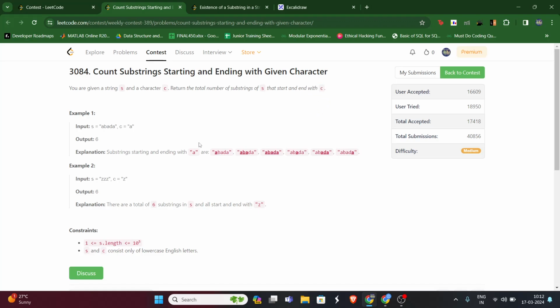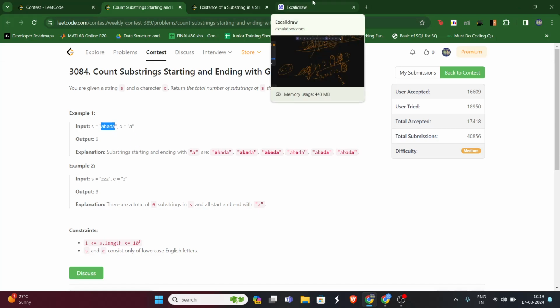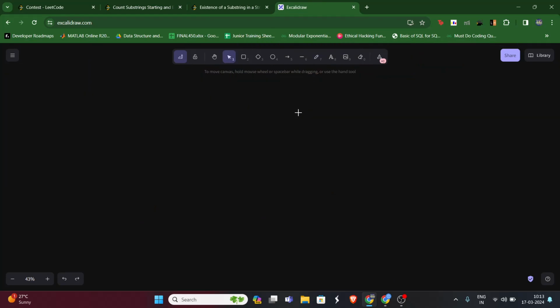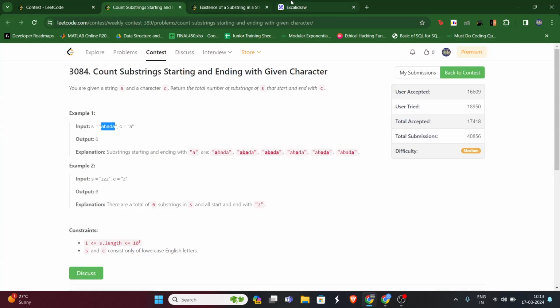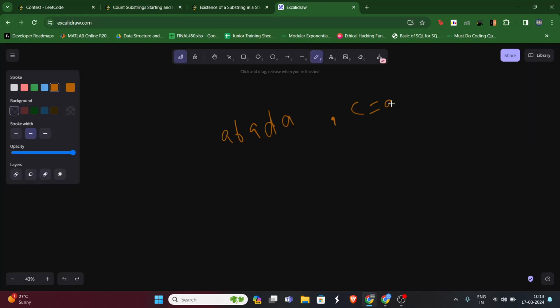There is obviously a very simple solution of O(n^2), but before that, let's dry run this particular example. The given example is A B A D A, and C is equal to A.